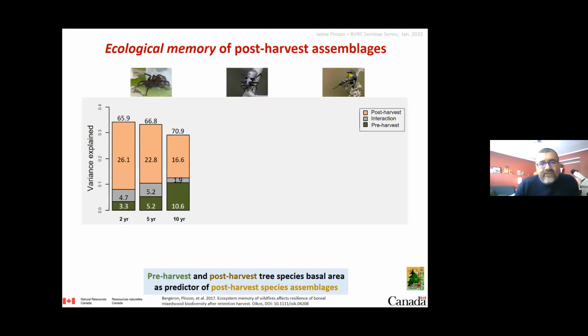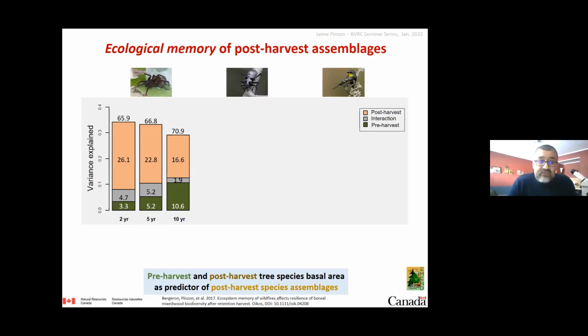Here I have three sets of bars at three different periods of time through the EMEND recent history: 2 years following harvesting, 5 years following harvesting, and 10 years following harvesting. Again, the green parts relate to the variation explained by the fire history. The pink areas are the post-harvest variation, and the gray areas are the interaction.